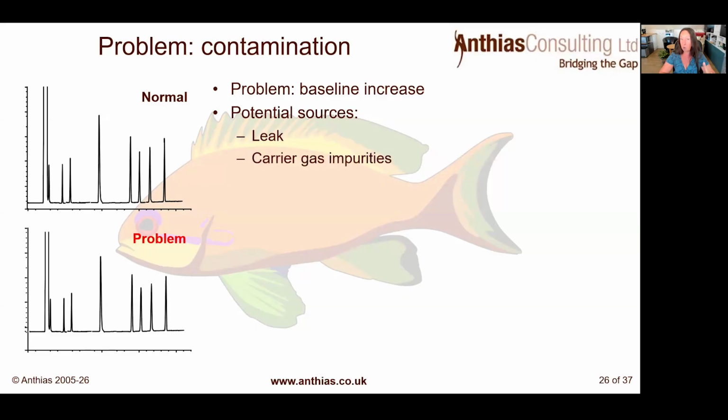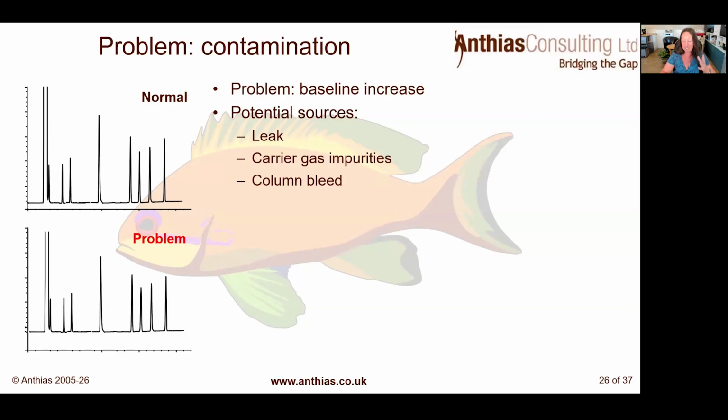It could be carrier gas impurities. These are too volatile to trap on the front end of the column, so they're going through all of the time. I recently had a customer where the wrong purity of carrier gas was bought: a 4.2 rather than a 5.5. And that really changed the baseline and also the sensitivity of the peaks as well.